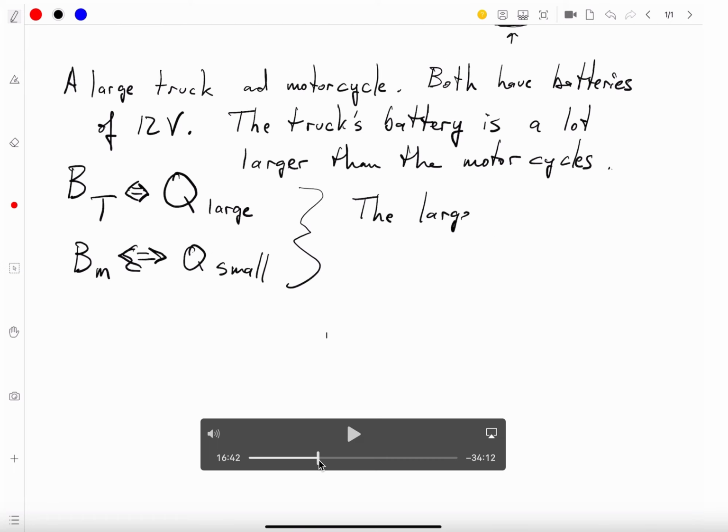So let's look at a large truck and a motorcycle. A large truck and a motorcycle both have batteries of 12 volts. The truck's battery, however, is a lot larger than the motorcycle's battery. So the battery of the truck is large Q. The battery of the motorcycle is a small q. And the larger the battery, the smaller the internal resistance. And I'm going to show you why that is in a minute or two, okay?